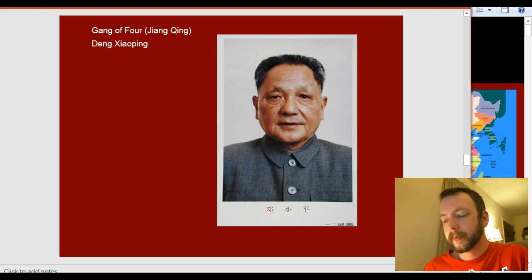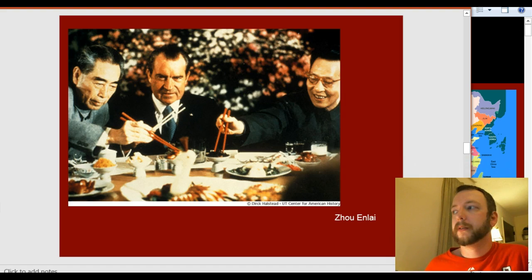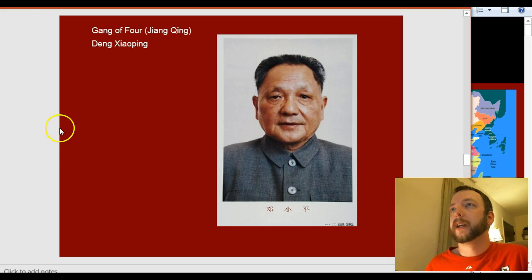So Jiang Qing is Mao's third wife, and they want to continue with the Cultural Revolution. So Zhou Enlai had been the moderates, and the Gang of Four, led by Jiang Qing, want to continue this revolution, so they're kind of more radical. Now, both Mao Zedong and Zhou Enlai die in 1976. So what ends up happening is this guy, Deng Xiaoping, takes over, as opposed to a member of the Gang of Four.